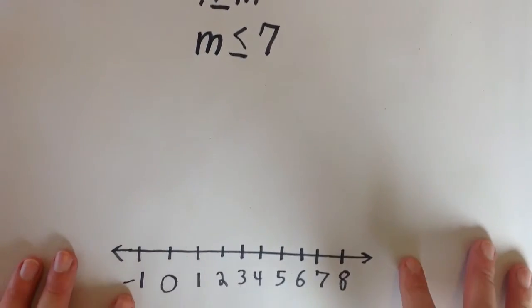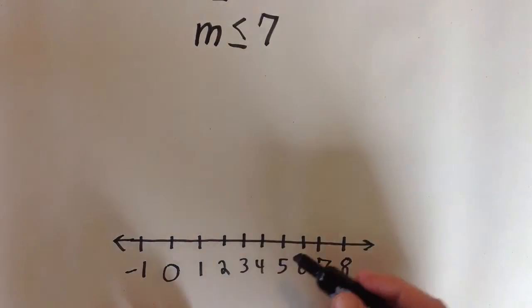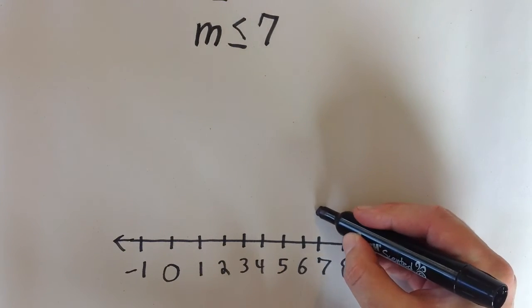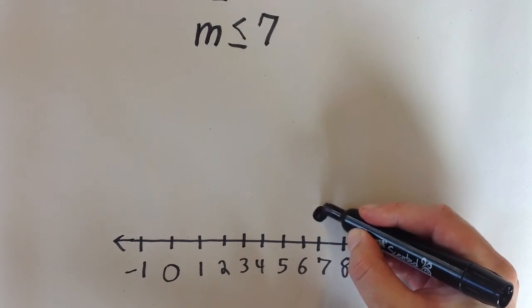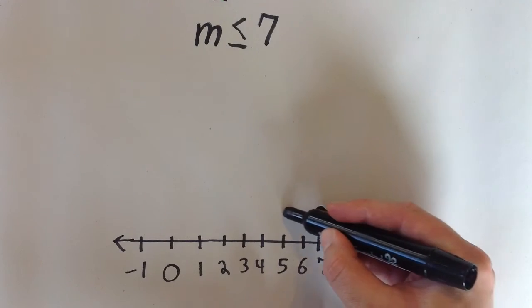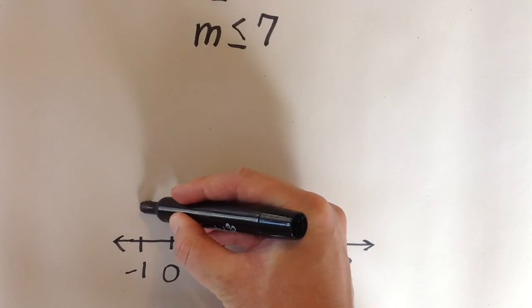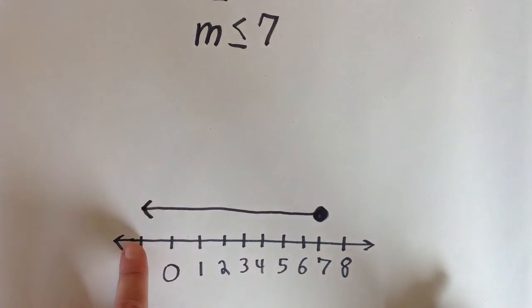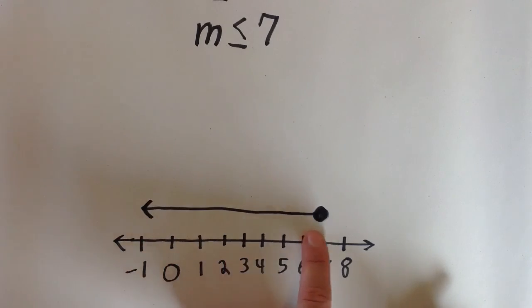So now that I've written it that way, I can now graph it so that all possible values of m can be equal to 7, but must be less than or equal to 7. This is a graph showing me all possible values for m less than or equal to 7.